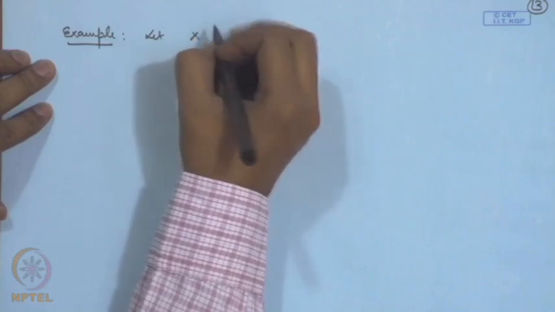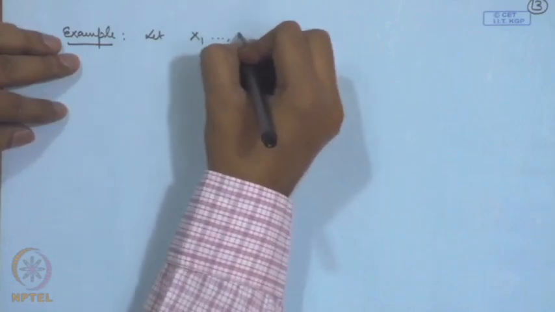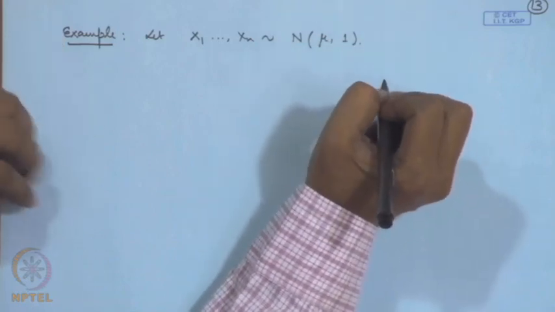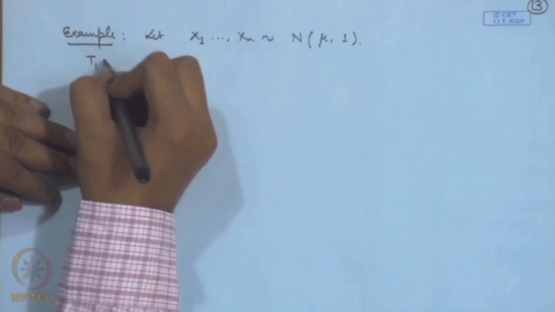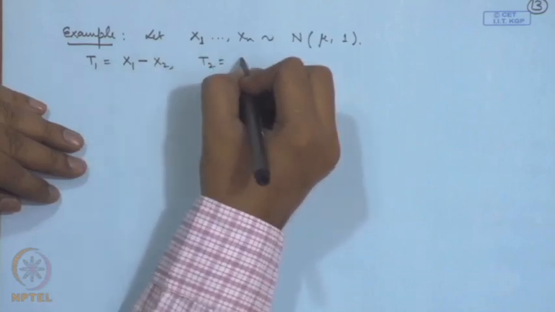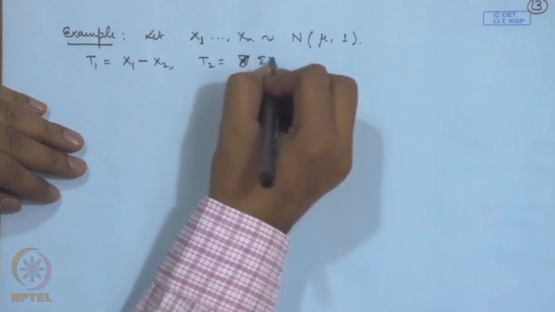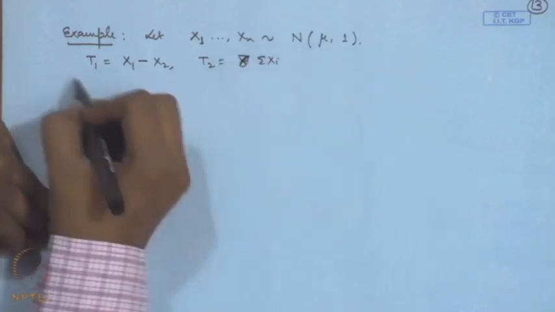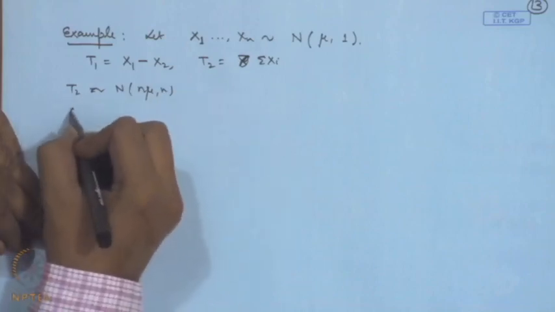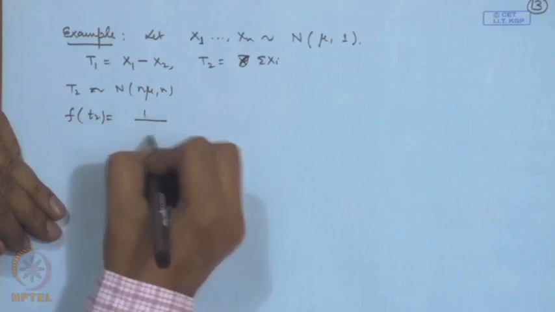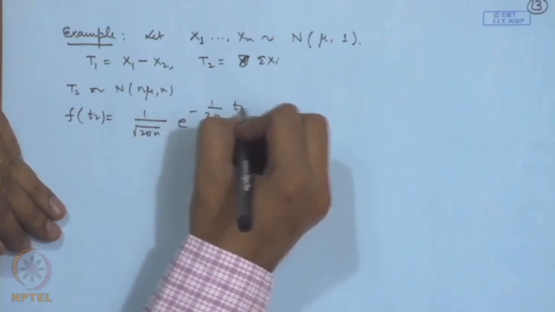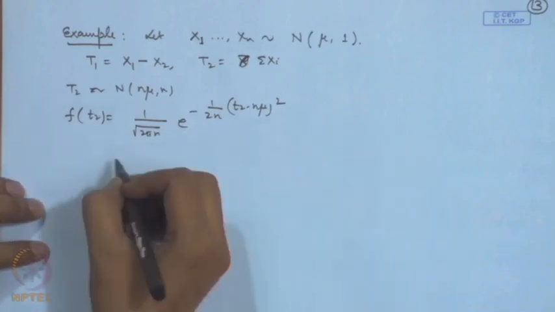Let us consider say X1, X2, ..., Xn following say normal(μ, 1) distribution. Let us consider say T1 is equal to X1 minus X2, T2 is equal to X bar or sigma Xi. So, what is the distribution of T2? T2 will have normal(nμ, n). So, if you want to write down the distribution of this, that is equal to 1 by root 2 pi n e to the power minus 1 by 2n (T2 minus nμ) square.